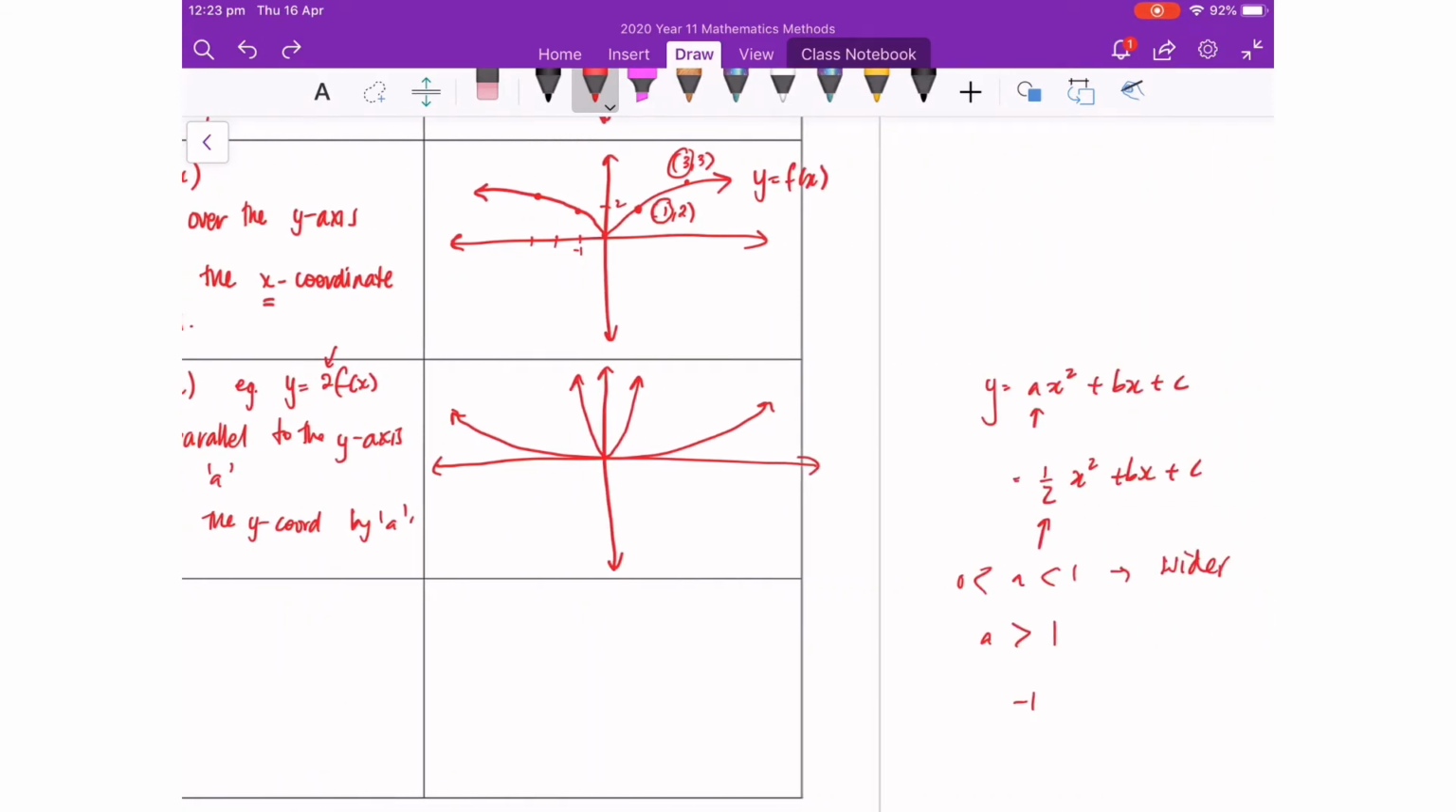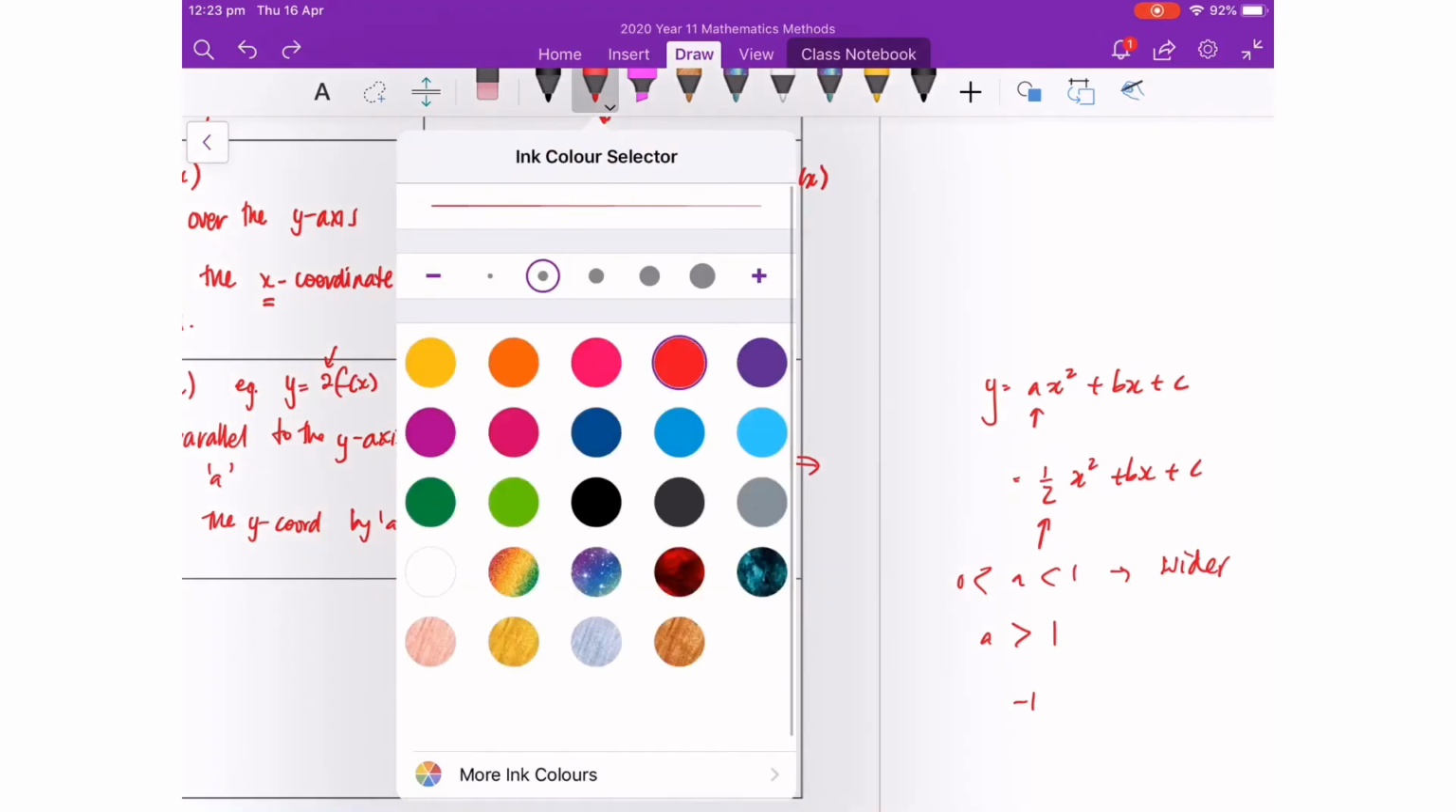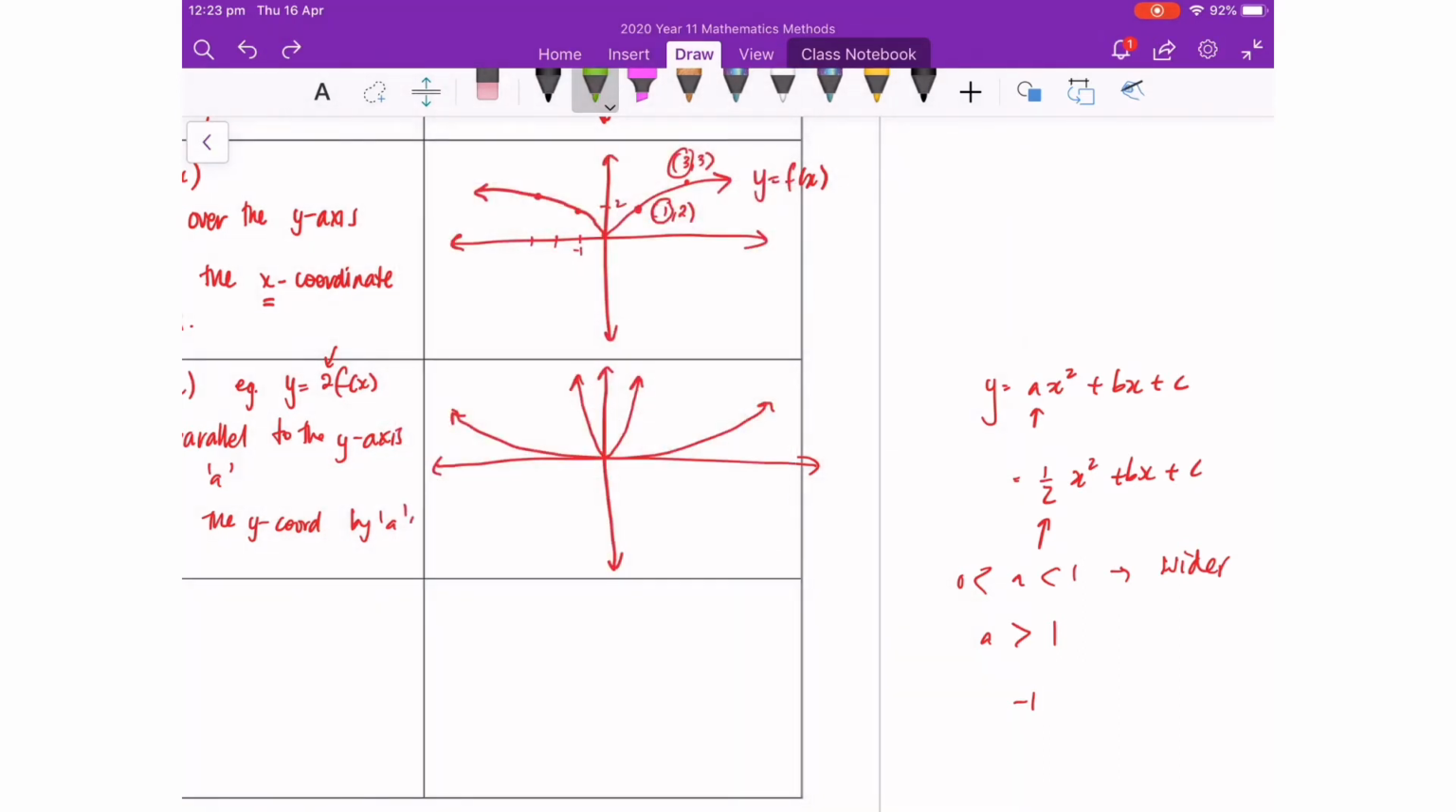I'm going to use a different color to show what the original might look like. If that was my original quadratic, that was y equals f(x). This one here is y equals a f(x), and that's if a is bigger than 1. Let me rewrite that.